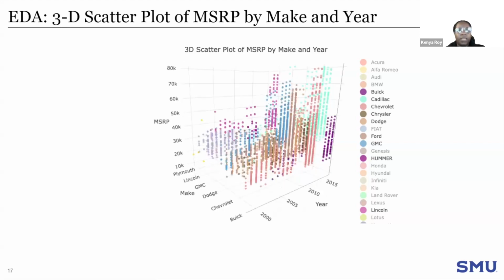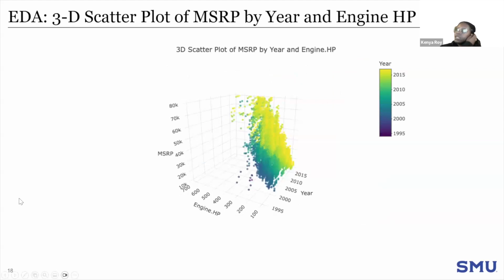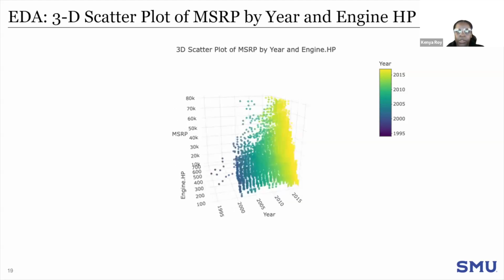So we'll look at the scatter plot from a different angle to see just how much the MSRP rises over the years with American made cars. The other interaction that we want to look at was year and engine horsepower. And just as we saw with the make and year, over time, the horsepower increases and so does the MSRP. And we can see that with another angle.